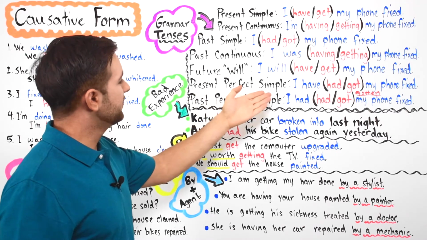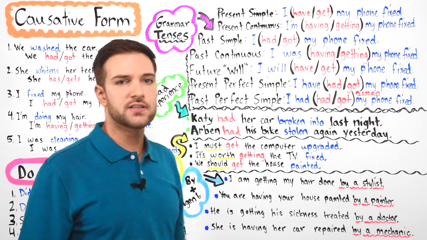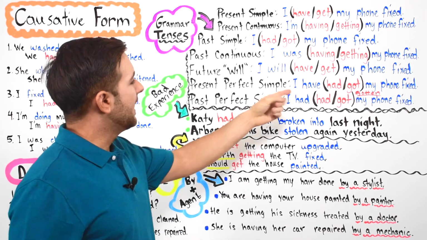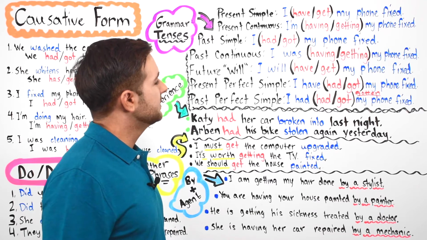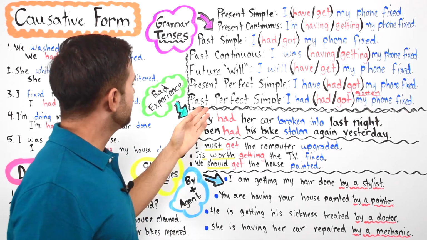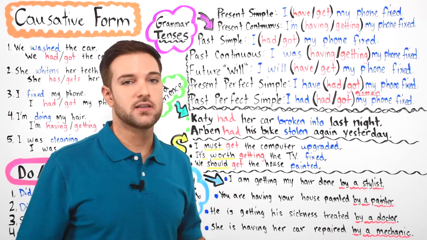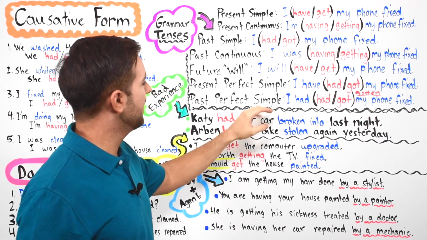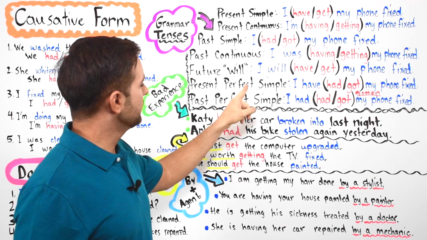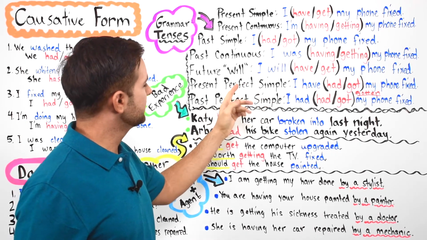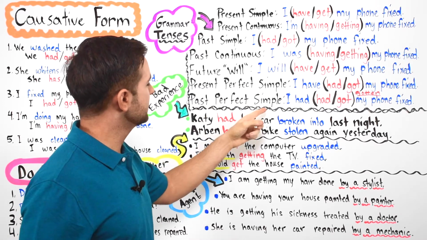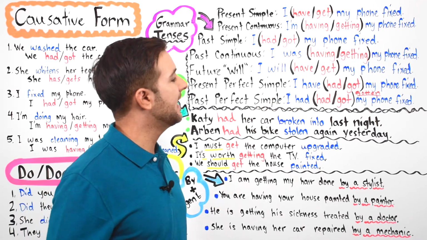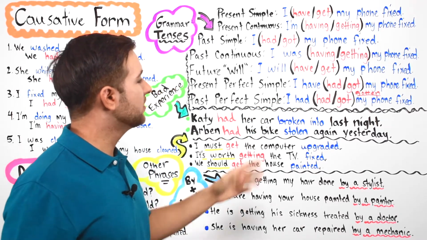Then we have the present perfect simple tense. Okay, the present perfect simple tense we learned in lessons 30 and 31. I have had my phone fixed, and I have got my phone fixed. And then we have the past perfect simple tense. Okay, so there's a lot of tenses right here. The past perfect simple was in lesson 31 as well. Okay, and it says, I had my phone fixed, or I had got my phone fixed.